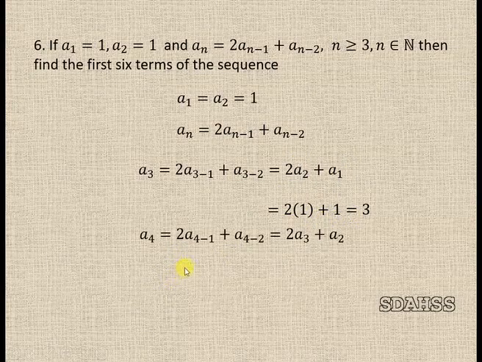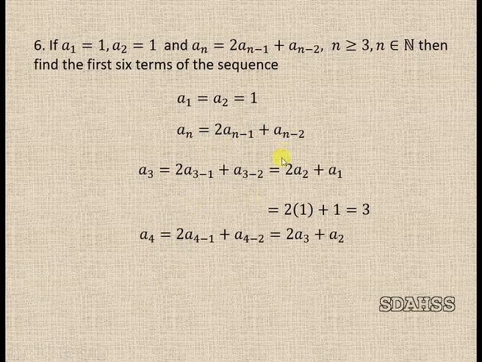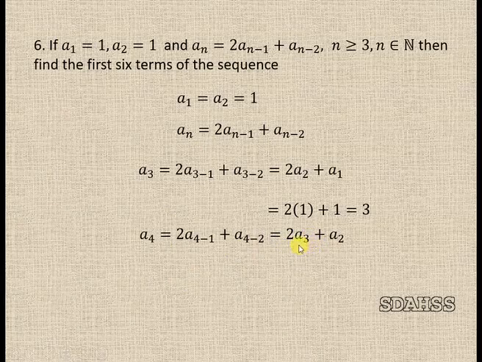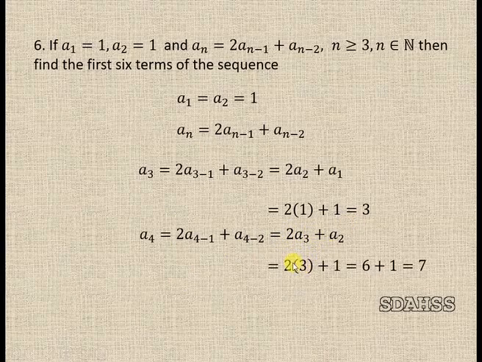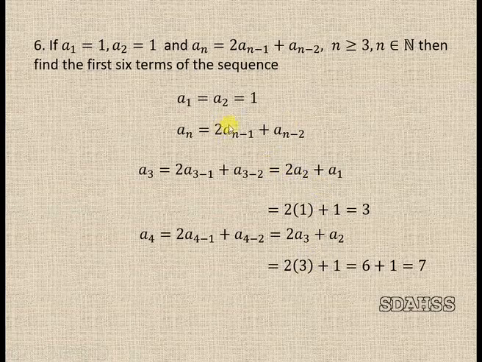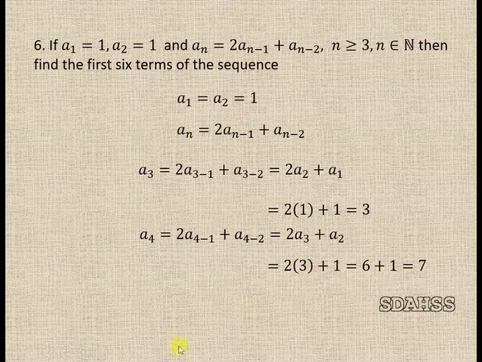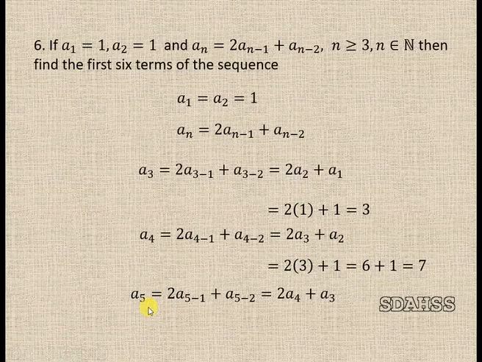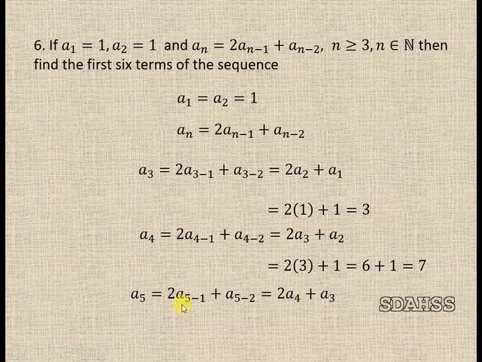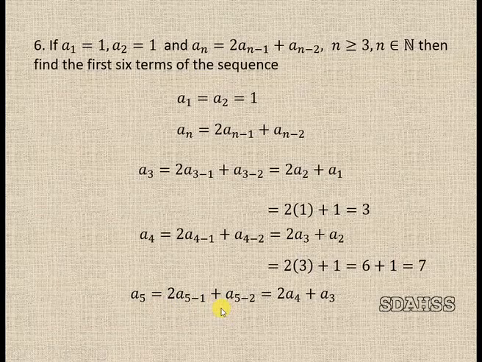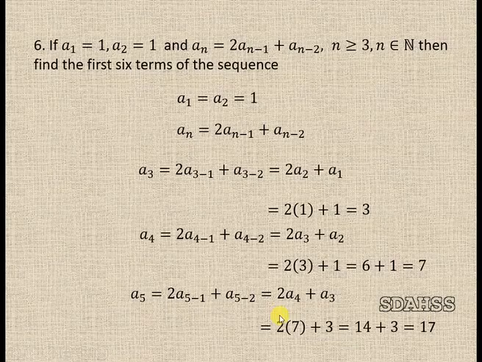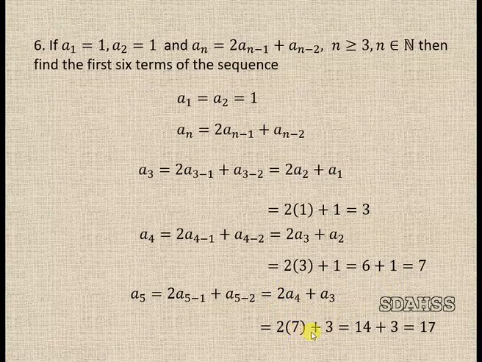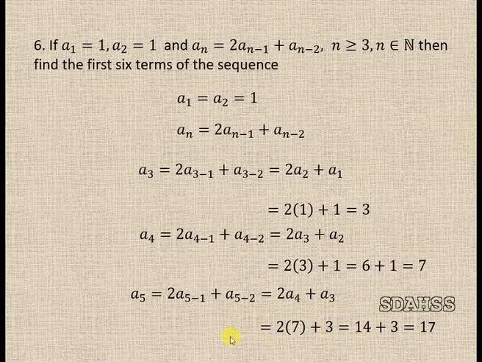Substitute n is equal to 4. So you have 2 into a_(4 minus 1) plus a_(4 minus 2), which is equal to 2a_3 plus a_2. Here a_3 is 3, 2 into 3 plus a_2 is 1. 2 into 3 is 6, 6 plus 1, 7. Substitute n is equal to 5. So you have 2 into a_(5 minus 1) plus a_(5 minus 2), which is equal to 2a_4 plus a_3, which is equal to 2a_4, a_4 is 7, 2 into 7 plus a_3 is 3. 2 into 7, 14, 14 plus 3, 17.